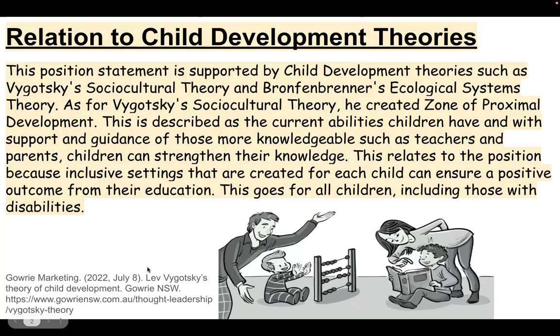So, the relation to child development theories. This position statement is supported by child development theories such as Vygotsky's sociocultural theory and Bronfenbrenner's ecological systems theory. As for Vygotsky's sociocultural theory, he created the zone of proximal development. This is described as the current abilities children have, and with support and guidance of those more knowledgeable, such as teachers and parents, children can strengthen their knowledge.